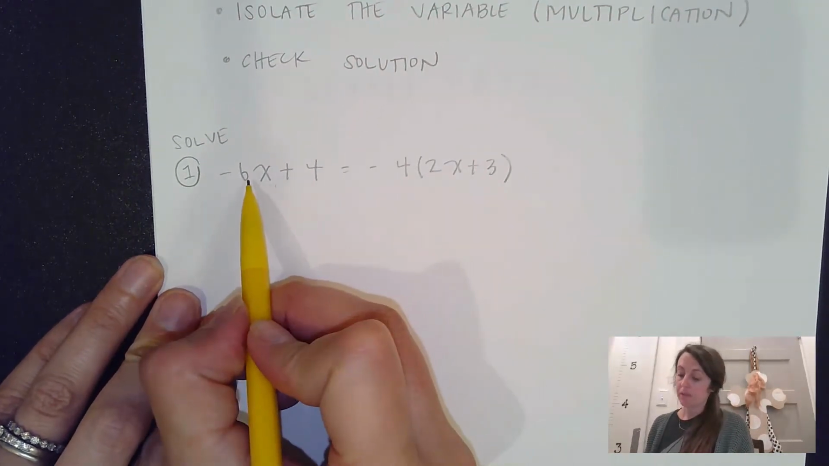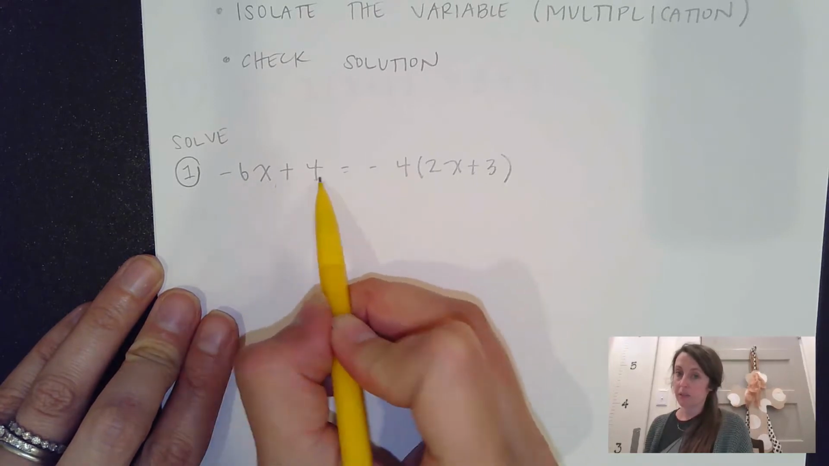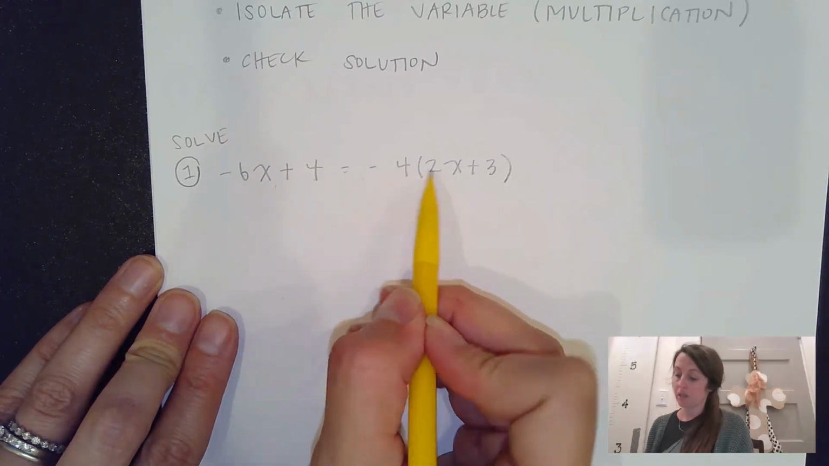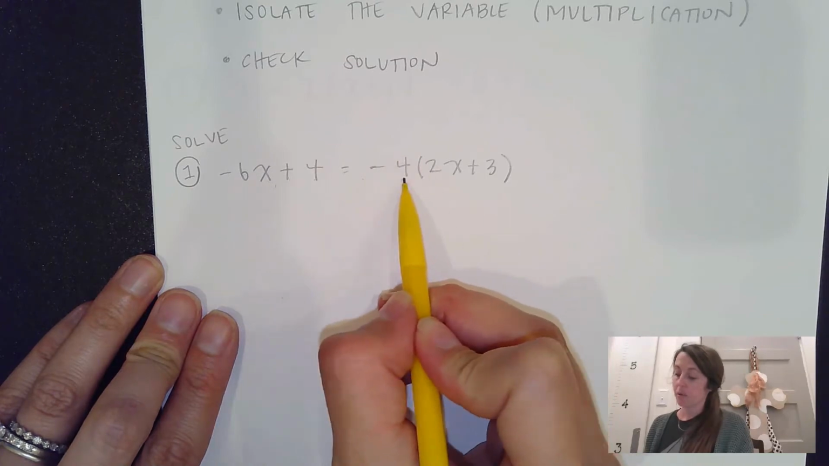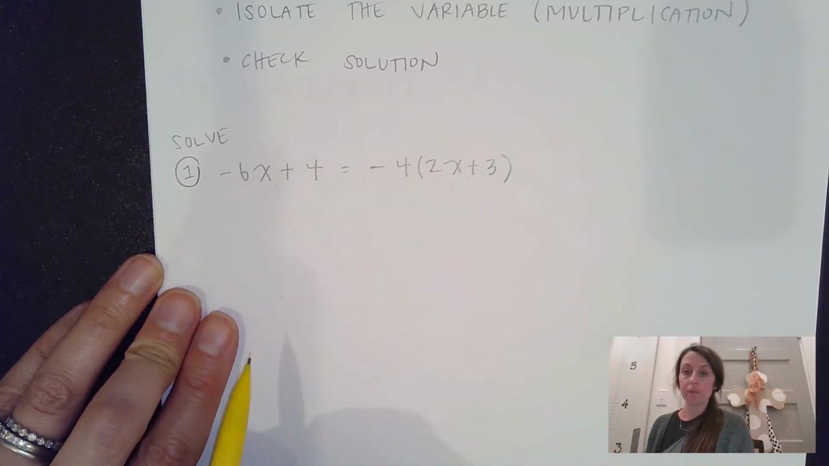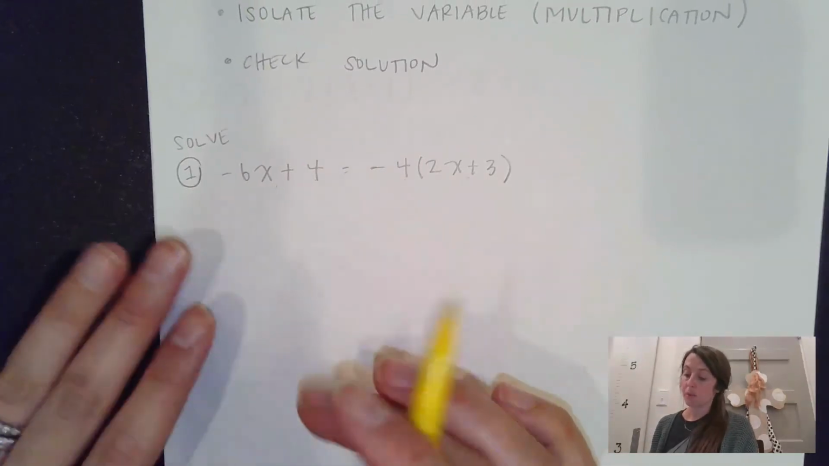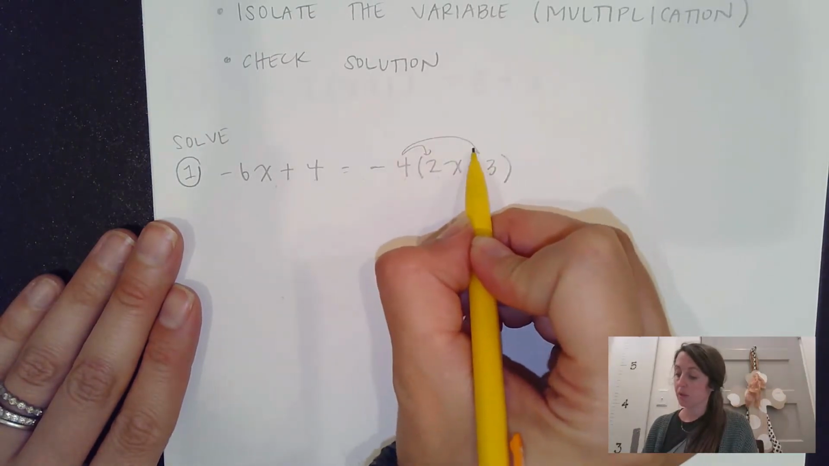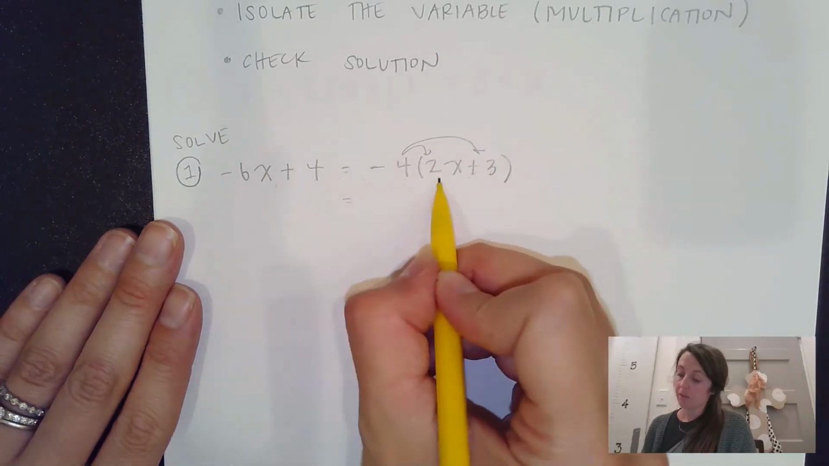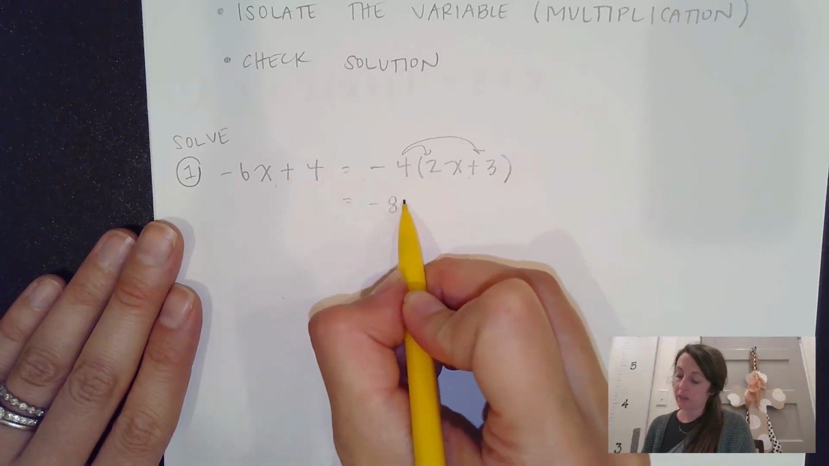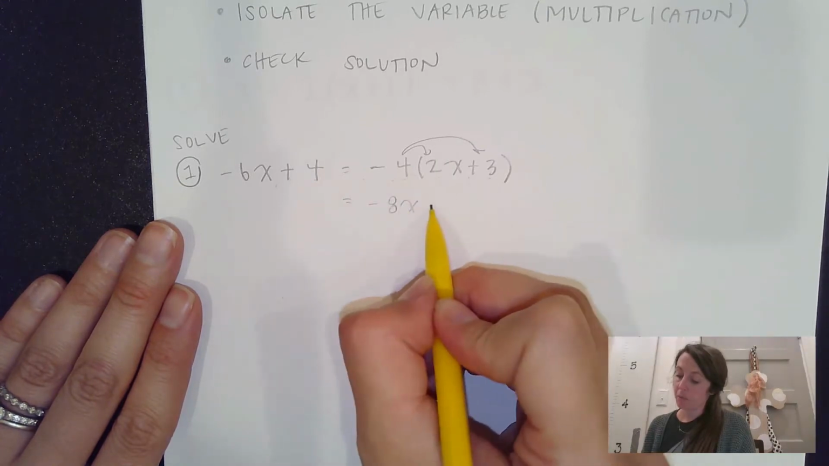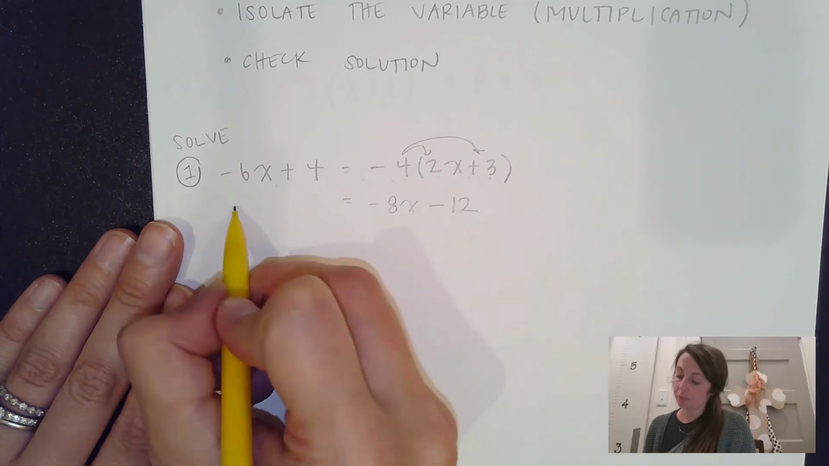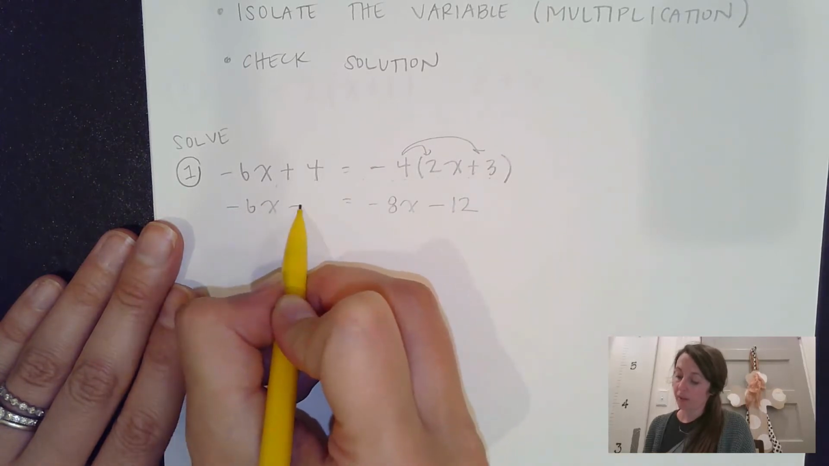So for this one I have negative 6x plus 4 is equal to negative 4 times 2x plus 3. There's no fraction, there's no decimal, but there is a parentheses here, so I am going to distribute this. So I'm going to have negative 4 times 2, which is a negative 8x, negative 4 times 3, which is a negative 12, and just bring down everything else.